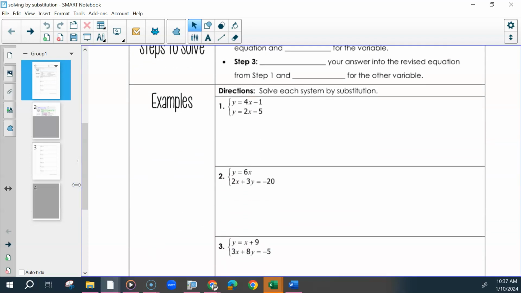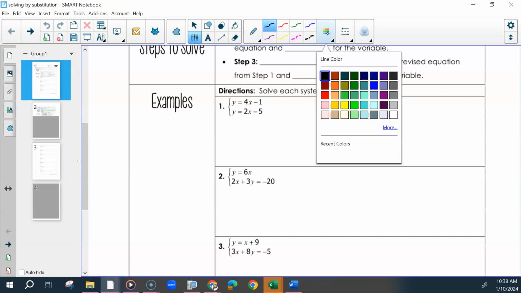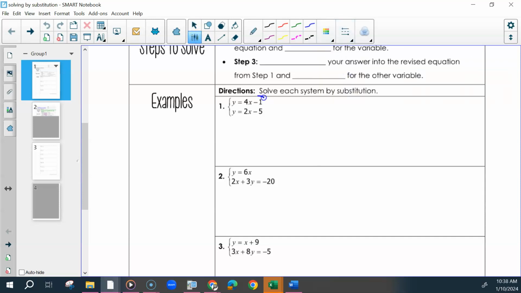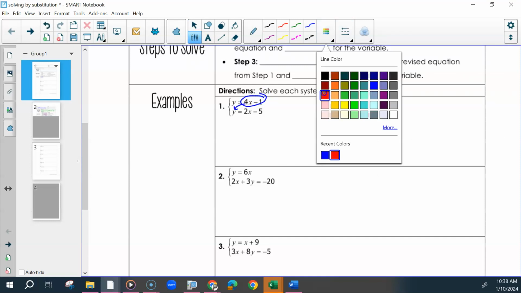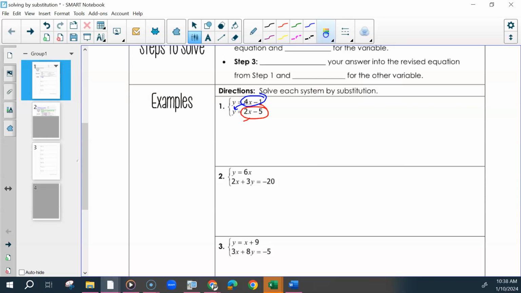So first step, solve one of the equations for x or y. In this case, they are both already solved for y, so we don't have to do that part. Step 2, substitute this expression into the other equation. It doesn't matter for this one because they're both solved for y. We can either substitute this expression into this y, or substitute this expression into this one. You don't need to draw that, you can if you want.